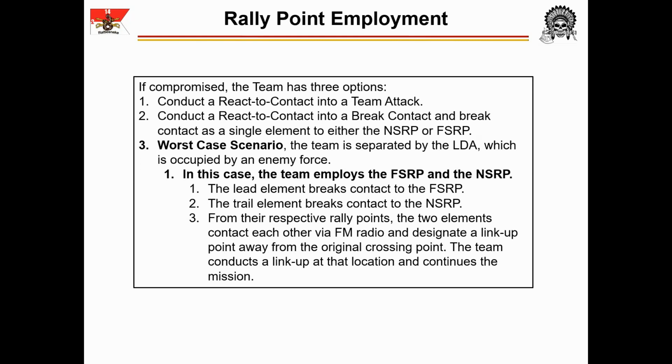In this case, the team would immediately break contact away from the BMP, those on the far side of the road going to the far side rally point, and those on the near side of the road going to the near side rally point. Once they have consolidated at their rally points, the team will then establish contact via FM radio, and they will arrange to link up at a separate point determined by the team leader.